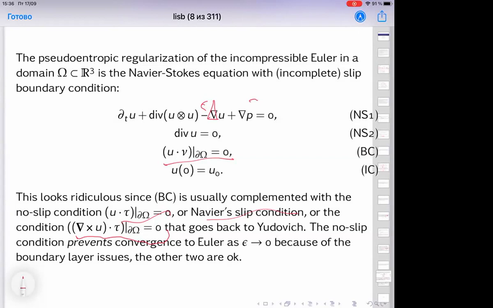Here you just cannot go in the normal direction. In the tangential direction, you can slip, right? But this is incomplete. In particular, this includes no slip, because you don't know anything about the tangential component. So of course this has too many weak solutions, right? You can construct a weak solution for no slip, and it will fit here. You can construct a weak solution for Navier slip, and it will also fit here because you don't know anything. It's underdefined. So this has a crazily big number of weak solutions.